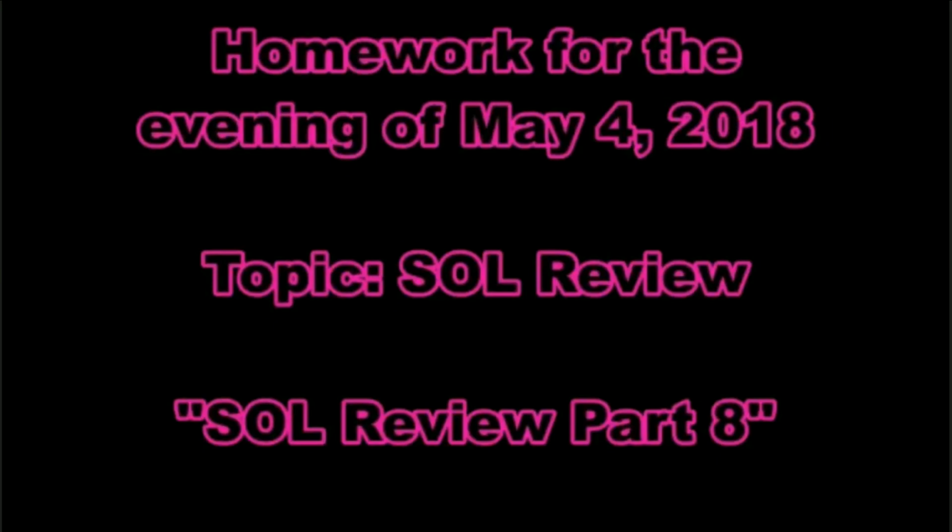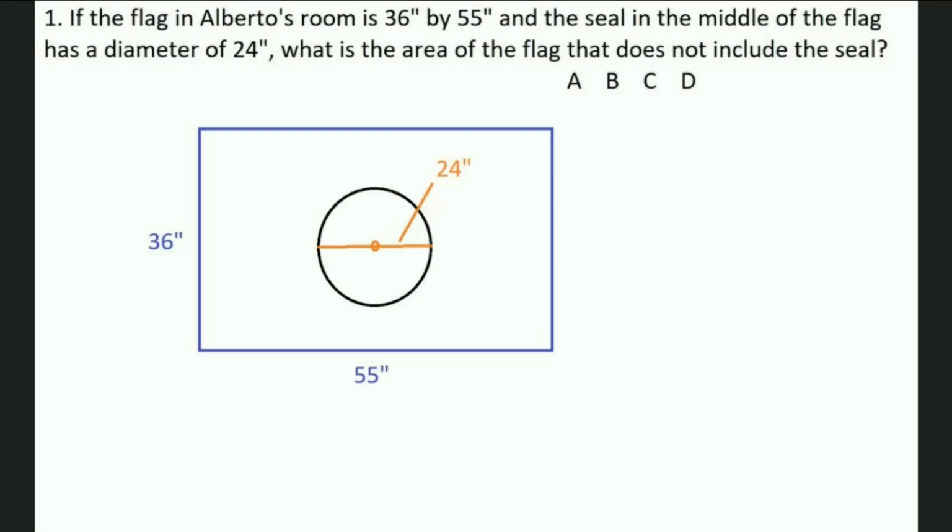So we're looking at 5 questions one more time, and again I am paraphrasing, so if you have your book out, the first question essentially says, if the flag in Alberto's room is 36 inches by 55 inches and the seal in the middle of the flag has a diameter of 24 inches, what is the area of the flag that does not include the seal?